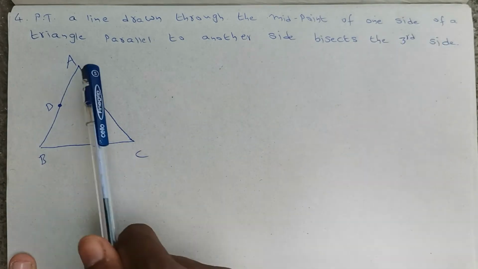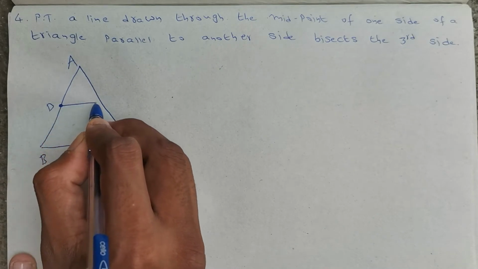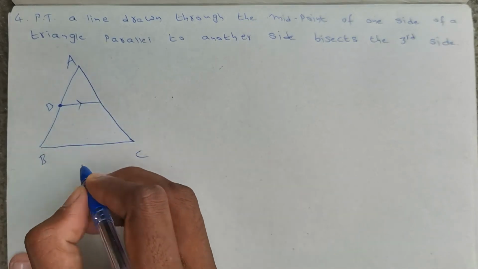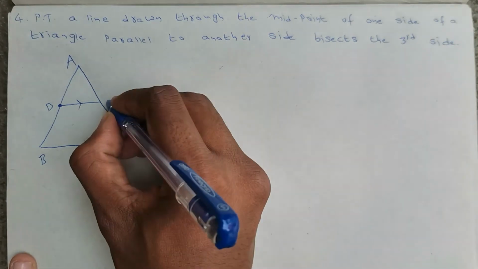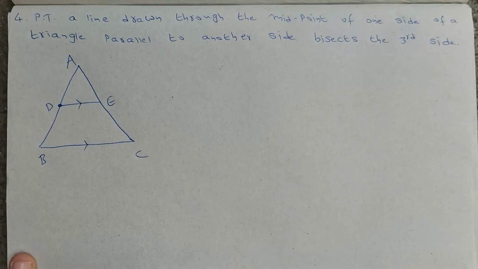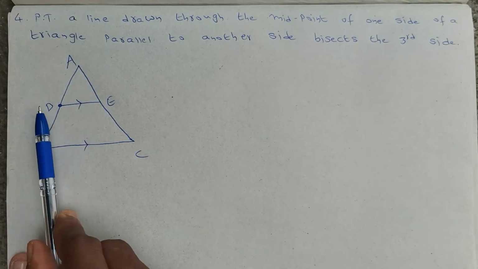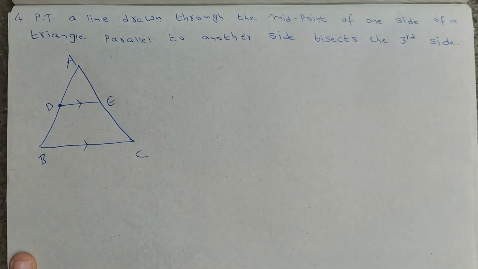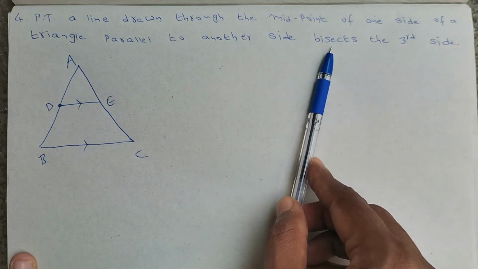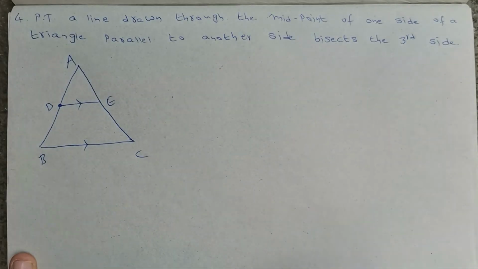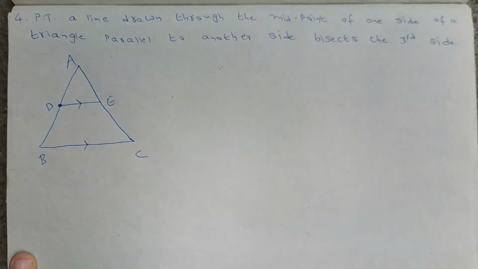Next, one side of a triangle parallel to another side. From this D I am drawing one line, so that this line is exactly parallel to this BC. Where that line is touching the AC, I am naming it as point E. So now he said one thing clearly, D is the midpoint of AB and DE is parallel to BC. Then he is asking to prove that it bisects the third side. We need to show that this E is the midpoint of this AC.